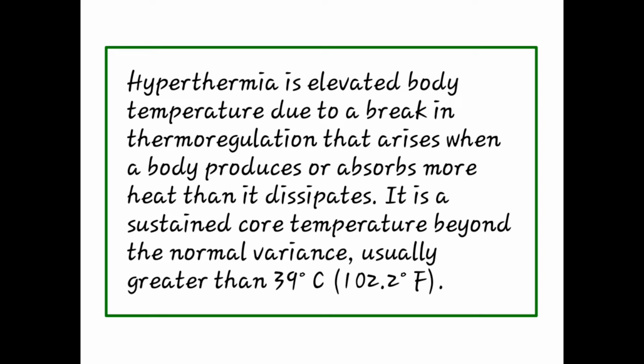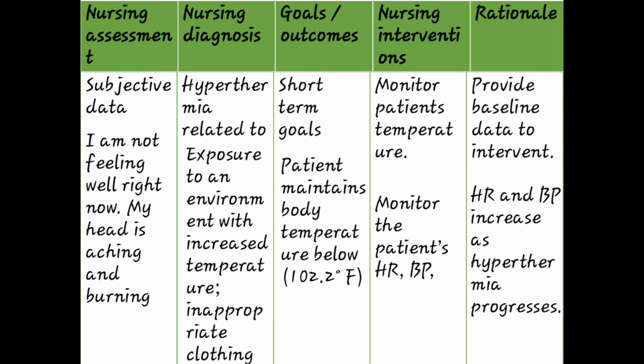So, why does the temperature elevate in our body? It is due to a break in thermoregulation that arises when the body produces or absorbs more heat than it dissipates. A sustained core temperature beyond the normal variance, usually greater than 39 degrees centigrade, or we can call it 102.2 degrees Fahrenheit, is called hyperthermia. In general terms, we call it fever, which is the elevated body temperature beyond the normal range. This is called hyperthermia. So let's talk about the nursing care plan for hyperthermia.